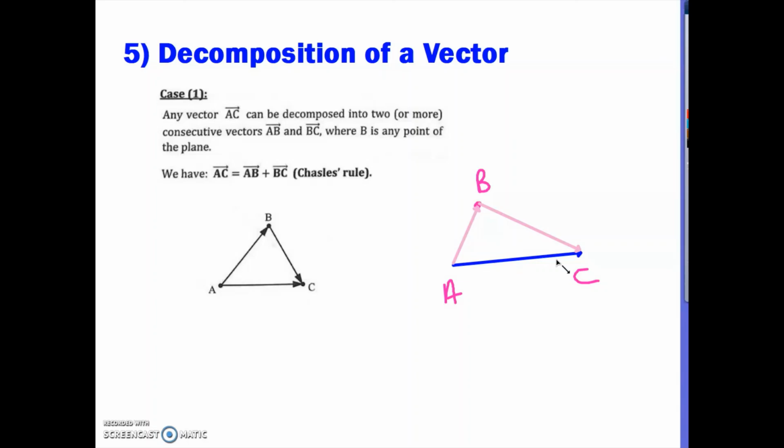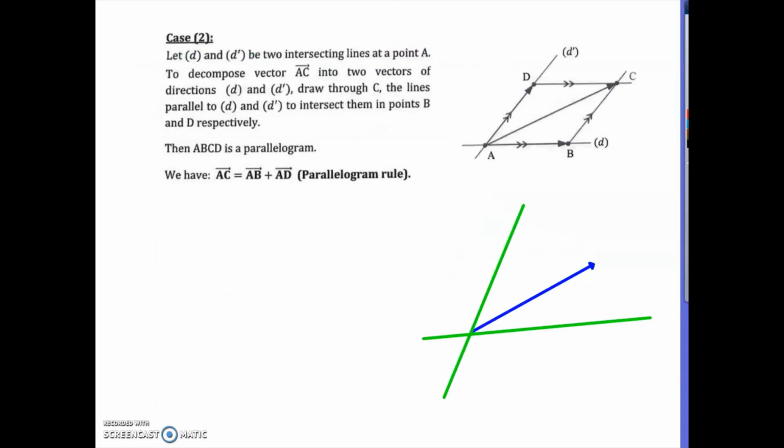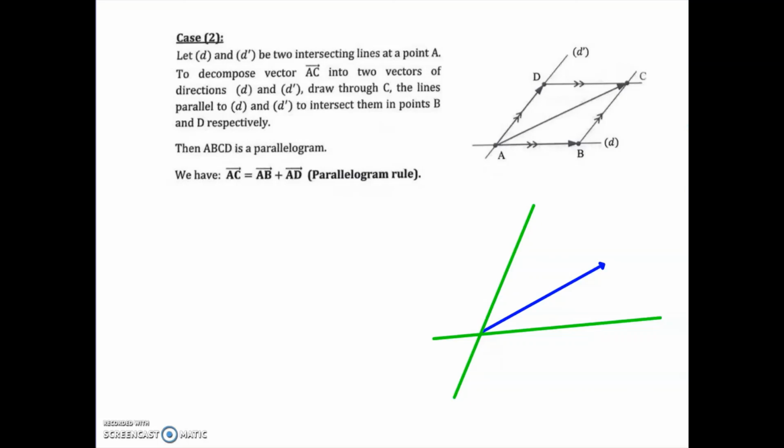The second way should be related to the parallelogram rule. So the second case is as follows. We are given a vector AC. Okay, so this is vector AC, the blue one. And we are given two intersecting lines D and D prime, that are intersecting at point A. And we want to decompose the vector AC into two vectors whose directions are D and D prime. So the direction of the first vector is D, and the direction of the second vector is D prime. In other words, speaking not accurately, but just to explain it, it means that one of them has to be parallel to D and the other one has to be parallel to D prime.